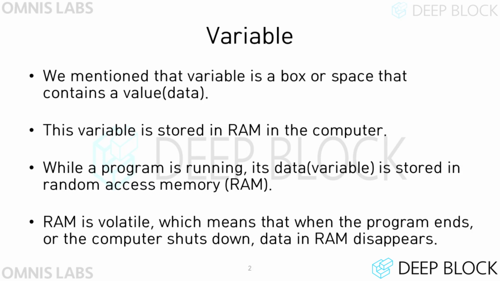In the previous lectures, we learned that variables are boxes or spaces that hold values. This space exists within the computer's physical device called RAM. Variables and values are stored in RAM while the program is running. However, data in RAM is erased when the computer is turned off or programs are closed.